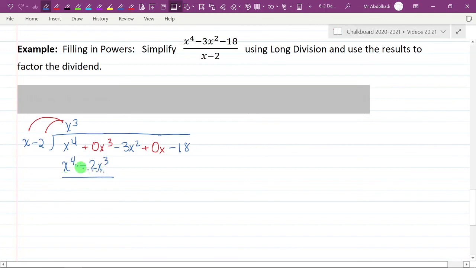Now you can see that if I didn't put in this 0x to the 3rd, I wouldn't have any place to put this underneath. The powers have to match. You see, that's why you do this. Anyway, now we subtract. So this becomes a minus. This is already a minus, so it becomes a plus. Okay, that cancels out as it's supposed to. And this becomes 0 plus 2, which is 2x to the 3rd positive. Now bring down your next term. This is a -3x squared, and continue the process.